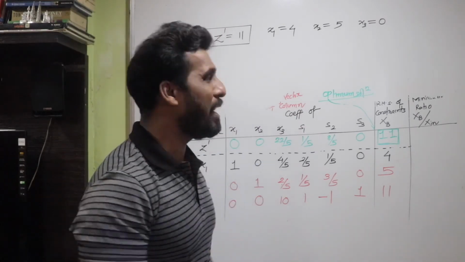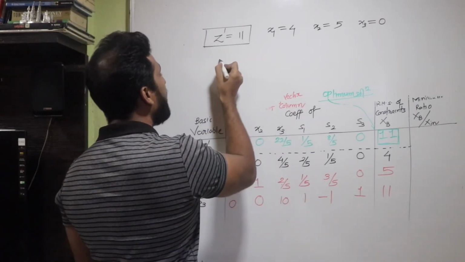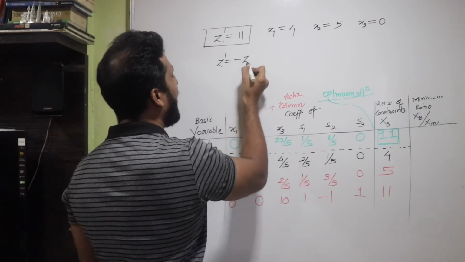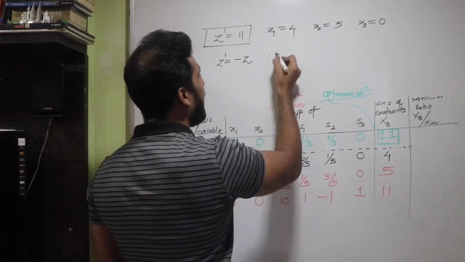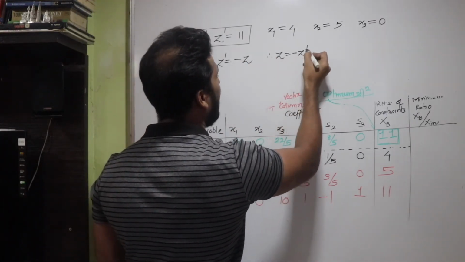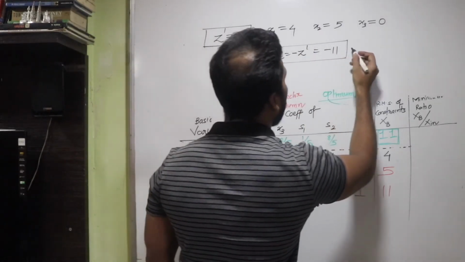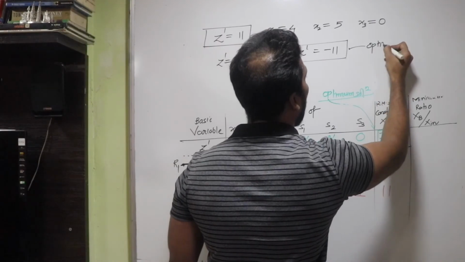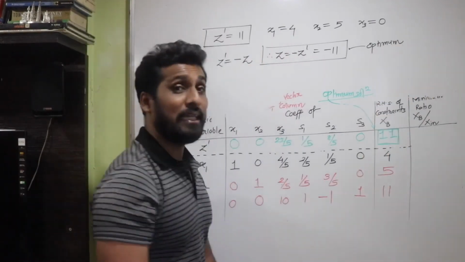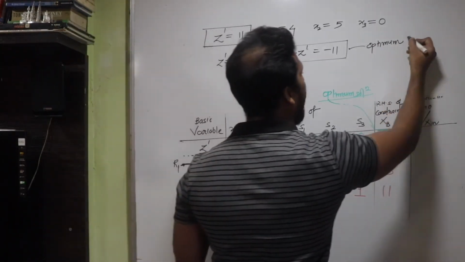You want to get the minimizing type. Do you recall that z dash was equal to minus of z? That means I can write z is equal to minus of z dash, that becomes minus 11. So this is your optimum solution. You are solving this problem for minimizing type, isn't it? So that's your optimum solution.